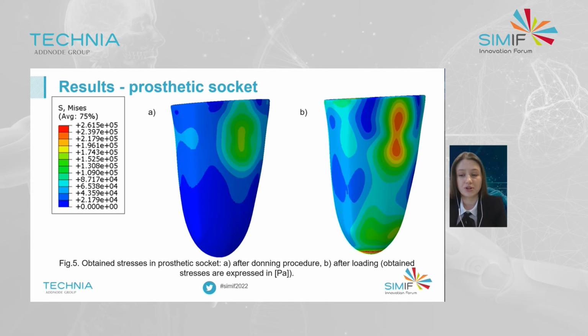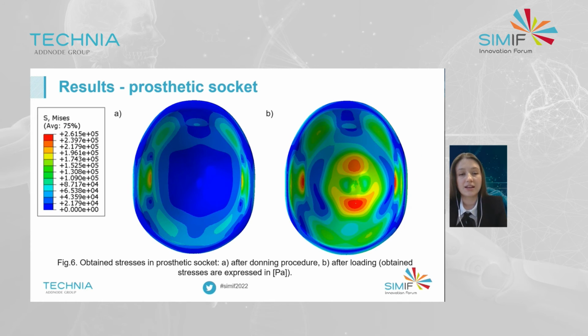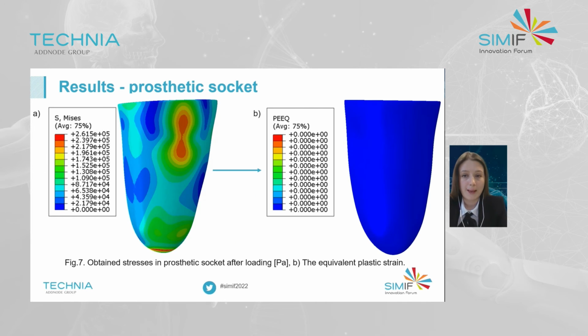After the donning procedure, the socket was loaded in order to represent the double leg stance phase. The obtained stresses after loading achieved a value of 0.26 megapascals, and the highest stresses were observed in the cross-section, in the area of cross-section reduction. It was also observed on the distal tip of the prosthetic socket. But the value of obtained stress was significantly lower than the yield strength of the applied materials.